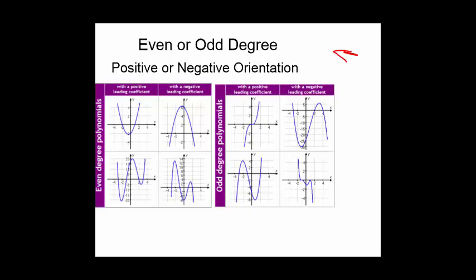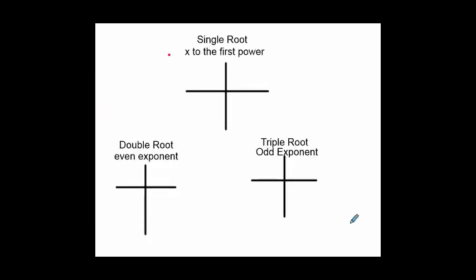Alright, and we can also tell a lot about how the root actually looks if we look at the exponent that's on the variable. Whenever it's just an x to the first power, that means it just crosses through the x-axis nice and neat once. That's an example of a single root. That's an example of a single root. And those would all have some sort of equation with just an x to the first power there.